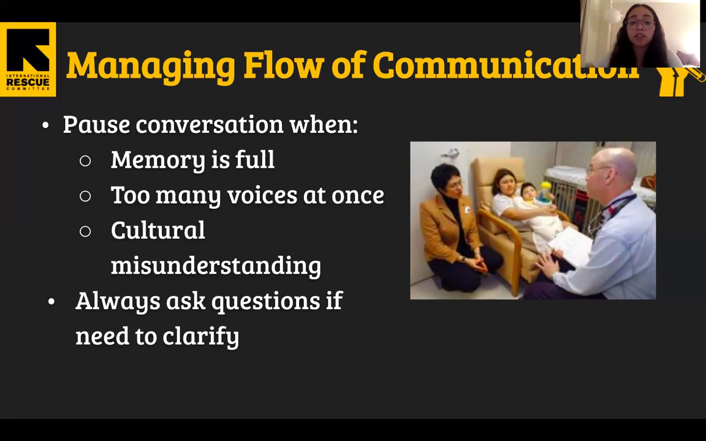Also make sure to pause the conversation when there may be a cultural misunderstanding. As I said previously, it's important to make sure that we are aware of these so we don't alter the messages of the parties. And again, always ask questions if there's a need to clarify, both to the family and to the staff member that may need interpretation.